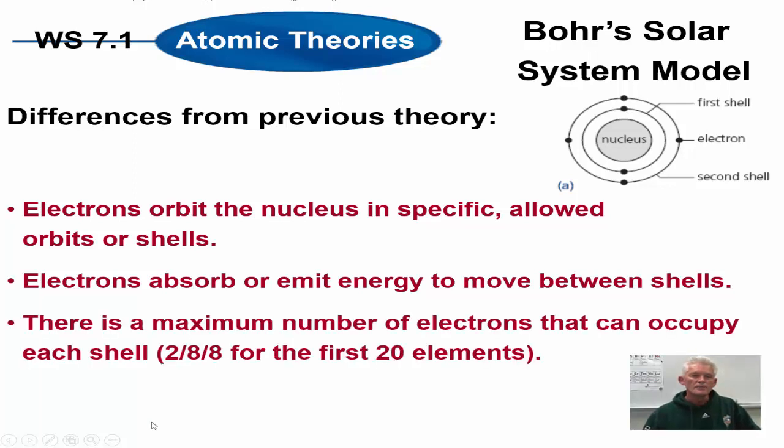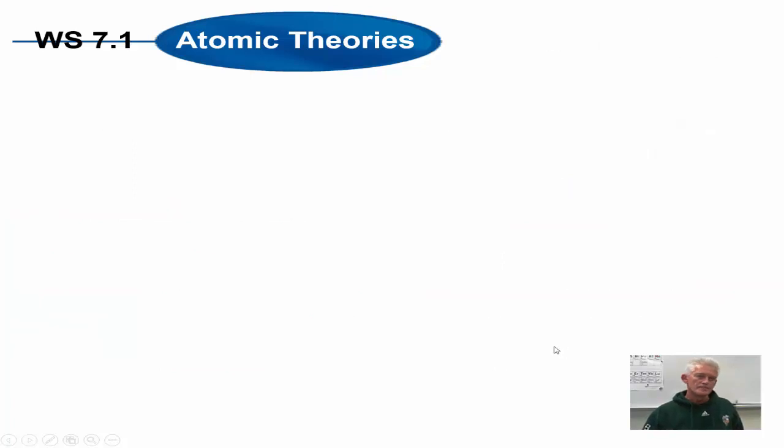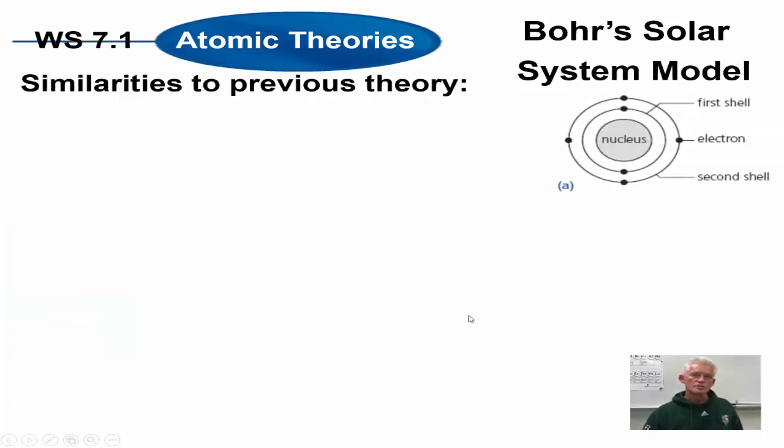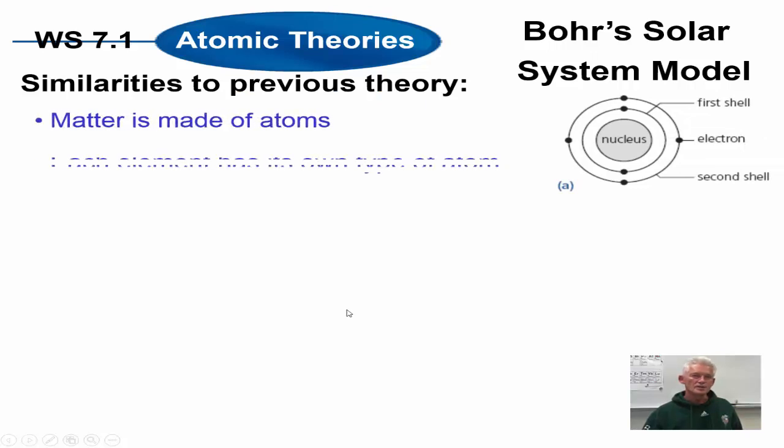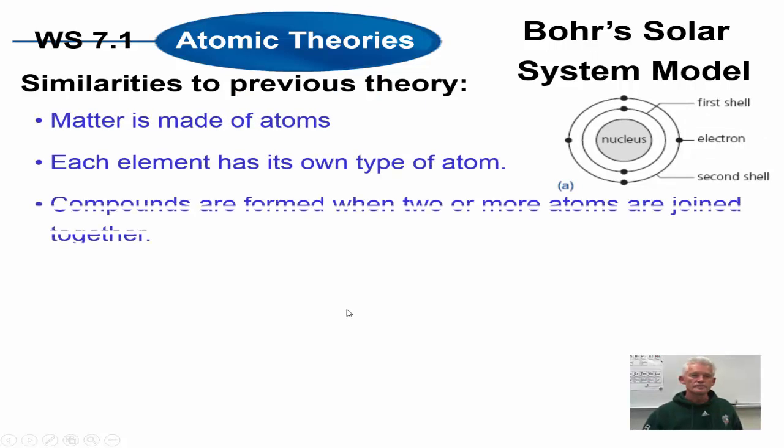So you should make sure you are comfortable with the idea that the number of electrons in these shells is always 2 in the first, always 8 in the second, and 8 in the third. And again, you don't have to worry about going beyond 20 elements in this course. It does get a little more complicated later. Bohr's solar system model, similarities. If I'm not mistaken, these are exactly what you already have.